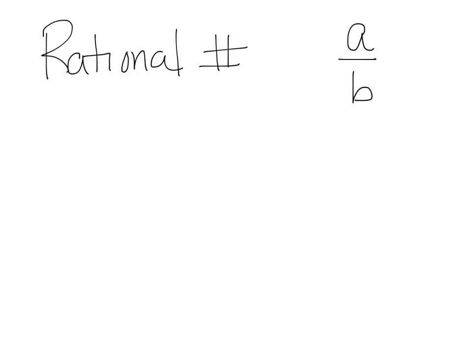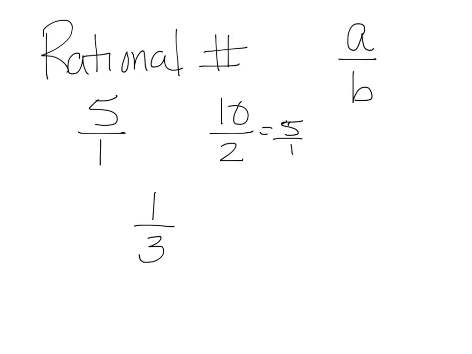All right? Well, wait a second. I thought we said whole numbers were rational. Well, they are, because 5, the whole number 5, can be expressed as a fraction, 5 over 1. All right? What about 10 over 2? Is that rational? Yeah, it is. Okay, because it's 5 over 1. Okay? What about 1/3? Isn't 1/3 0.33333 or 0.3 repeating? Yes, but because it can be expressed as a fraction, it's rational.